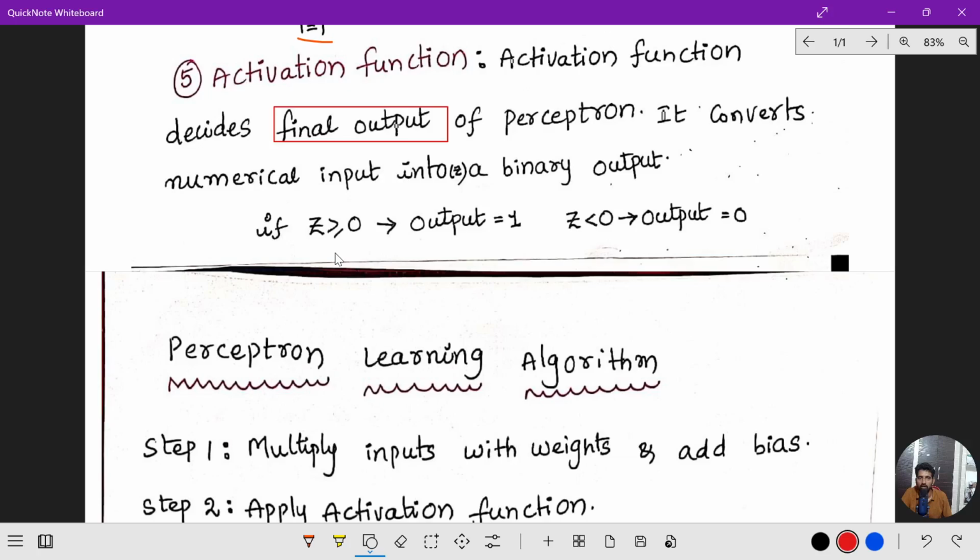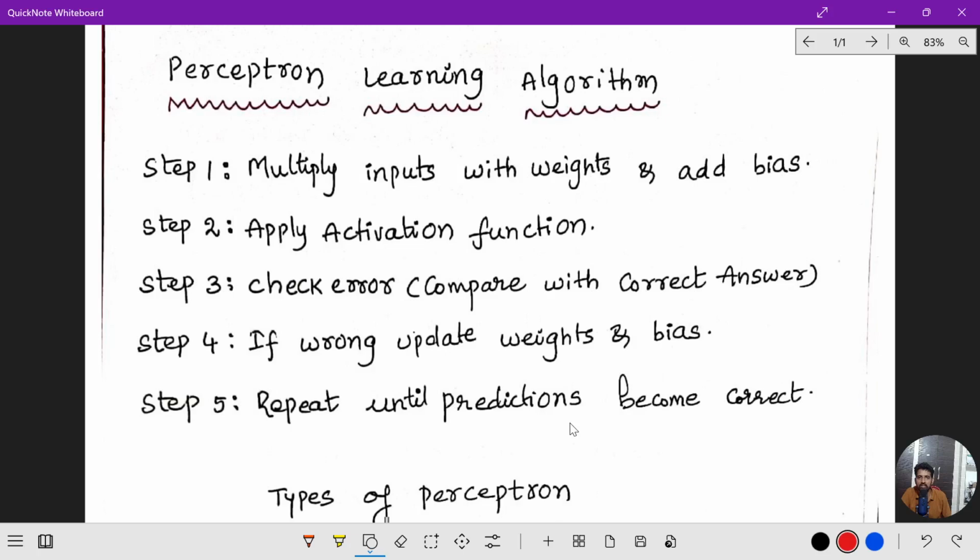Now we'll see the perceptron learning algorithm, one of the most important algorithms. First, you need to multiply the inputs with the weights and add some bias. So this is something like w1x1 plus w2x2 plus w3x3 and so on plus b. Second, we need to apply the activation function, and third is to check the error. We compare with the correct answer. If it is wrong, then update the weights and bias.